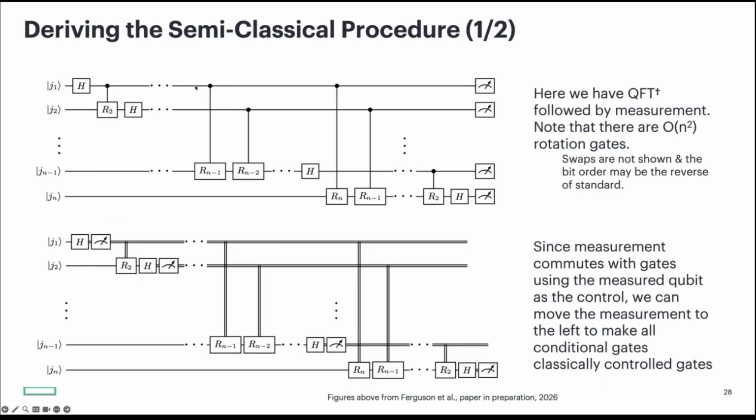First we'll start with that quantum Fourier transform followed by measurement, just like what you'd see in the textbook. I'm leaving out swaps, and I might have put my bit order in reverse of what people are used to, but that doesn't matter for the arguments I'm making. Then the next step is we realize that measurements can commute with these controls. When a measurement is after one of these controls, we can move the measurement ahead of it, and that changes the controls to classically controlled gates. So now these are conditional, meaning that we do the measurement. If the measurement was 0, then we don't run this rotation gate.